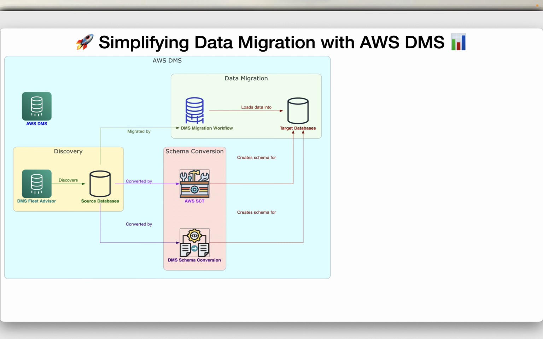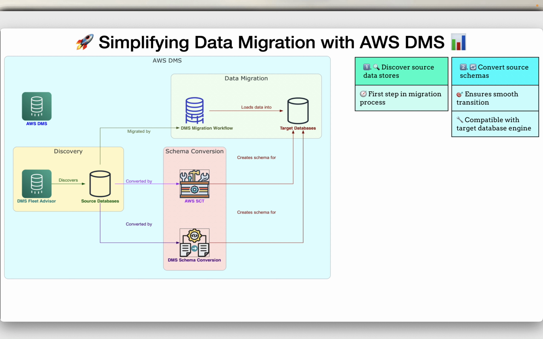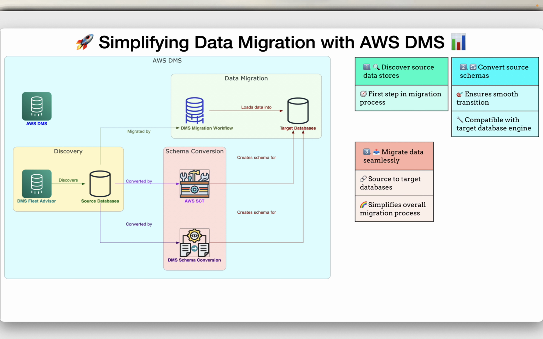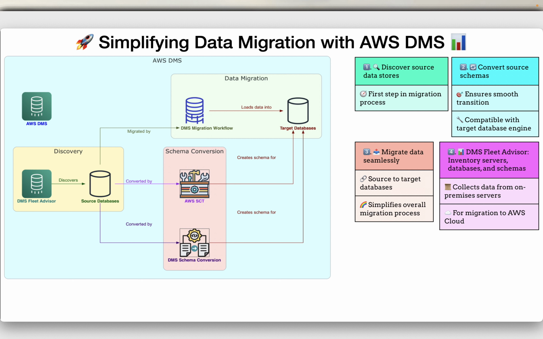So let's dig deeper and know more about the features and how we can simplify data migration with DMS. Data migration service enables users to discover their source data stores as the first step in the migration process. DMS assists in converting source schema to be compatible with the target database engine, ensuring smooth transition. With DMS, users can effortlessly migrate their data from source to target databases. DMS Fleet Advisor service collects data from on-premises databases and analytical servers, creating an inventory of servers, databases, and schemas that can be migrated to AWS Cloud. So this I'll be covering in detail in the next few slides.